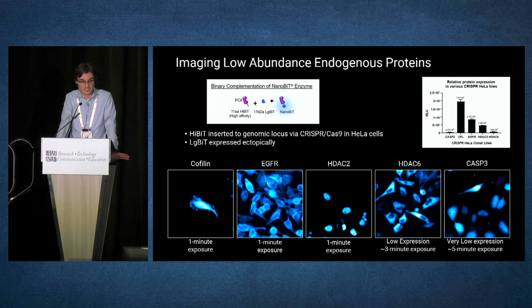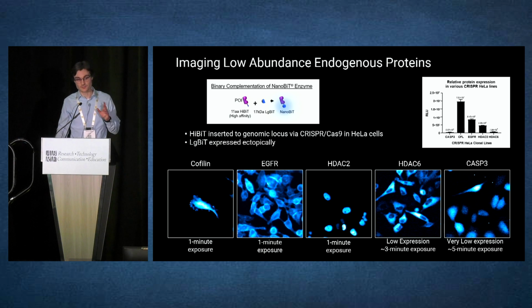And so there's a couple things I want to point out. As your expression decreases, you have to increase your exposure time, and so again, there's that big difference between fluorescence imaging and bioluminescence imaging. What's really interesting to point out is as you go from 1 minute of exposure all the way up to 5 minutes of exposure for CASP3, you still see really great signal compared to the background, which again would be very difficult to see with fluorescence microscopy.